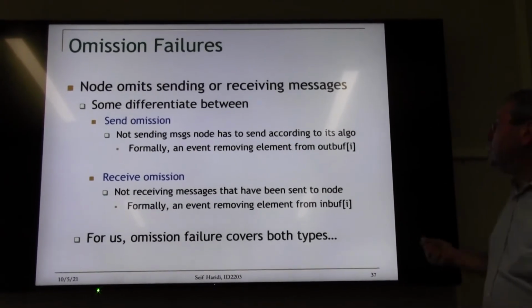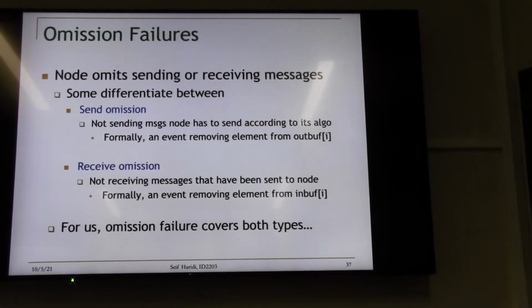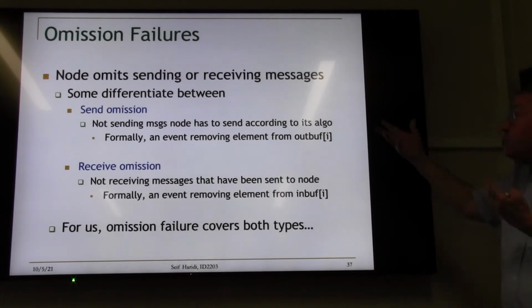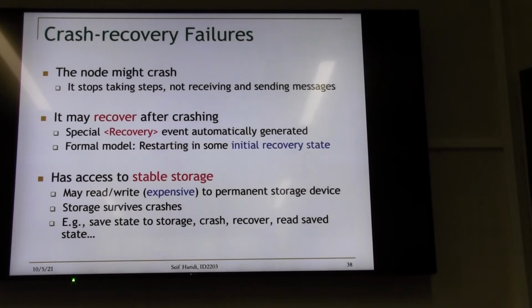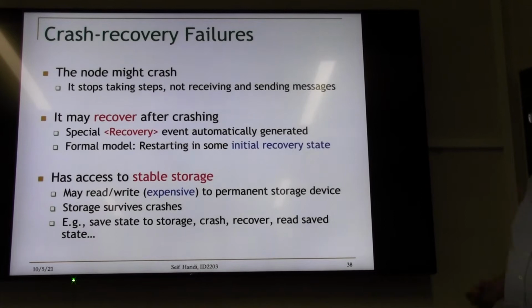Okay? So that's a kind of node failure. Sometimes that can happen. It could happen because of a local error, a buffer overflow or something. I mean, it's something that you can see happening sometimes in real systems. Okay? So that's an omission failure. And now I'll talk about a more complicated one. It's like a crash stop, but now the node can recover. Okay? And that's a little bit more complicated.